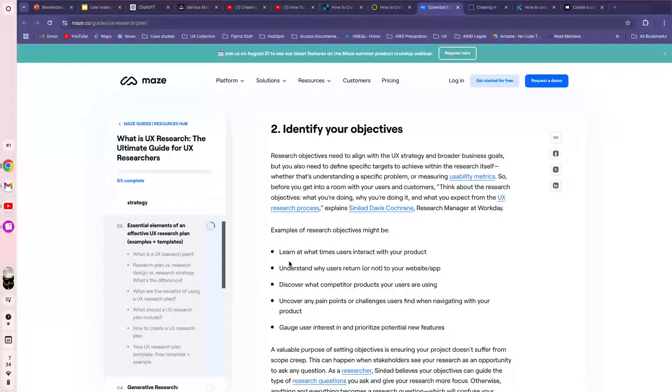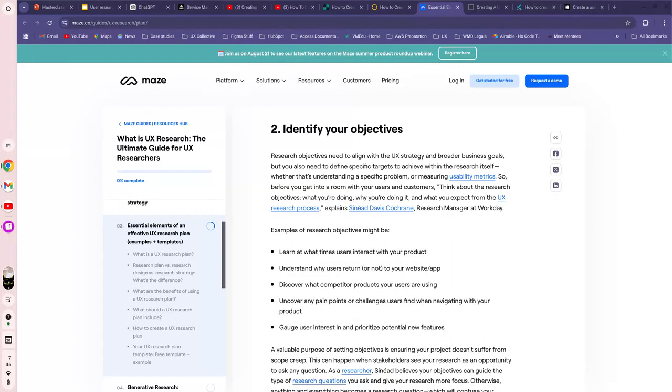In terms of coming up with your objectives, they need to align with the strategy and the business goals, right? But you also want to define the specific targets, which we have already talked about. So if you are writing your research objectives, you have to define them as things that you want to achieve. For example, look at the examples here. Learn at what times users interact with our service. Understand why our users do not return to our website. Look at what Leonard said earlier, or why they do.